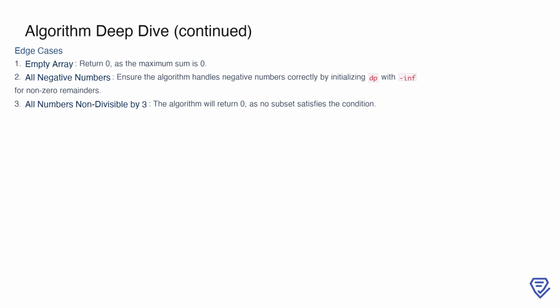Finally, if all numbers in the array are non-divisible by 3, the algorithm will return 0, as no subset meets the divisibility condition. These considerations ensure that the solution is robust and handles all possible input scenarios effectively, maintaining correctness across a wide range of cases.